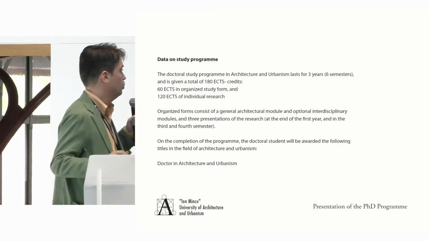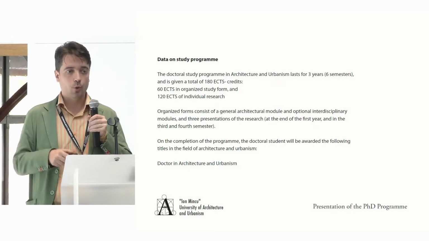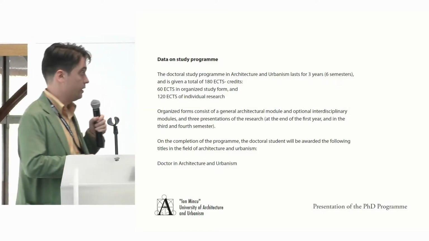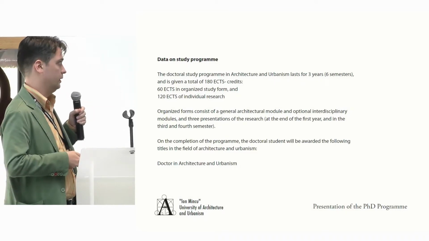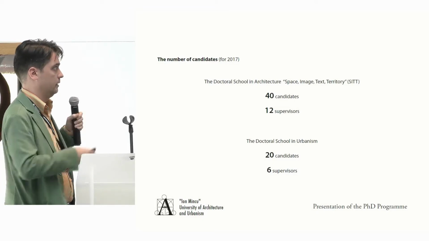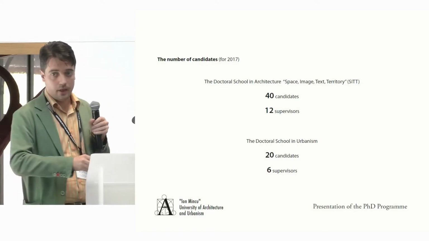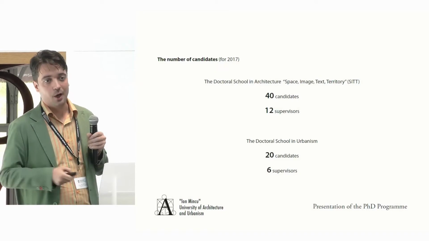So we have two doctoral schools. One is in architecture, which at some point was a common project with the University of Bucharest, and we still continue this. The other doctoral school is in urbanism. After you finish and graduate, you are granted the title of Doctor in Architecture and Urbanism. For 2017, we have places at the doctoral school in architecture for 40 candidates, tutored by 12 supervisors, and at the doctoral school in urbanism, 20 candidates tutored by 6 supervisors. We will see in a couple of weeks how many of those places will be taken. Some of them are free of charge, and others are with taxes.